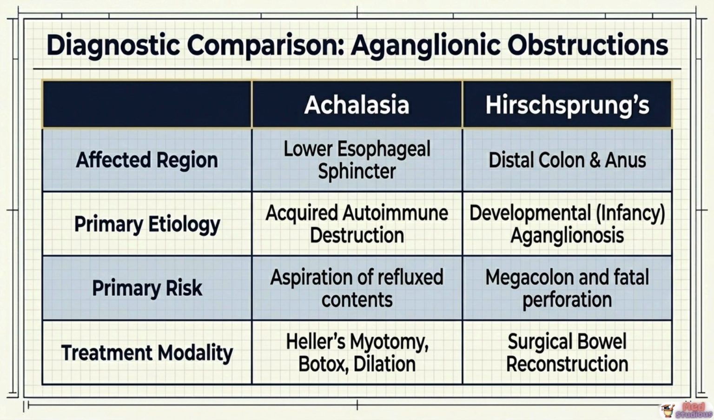Third, evaluate the primary clinical risk. In achalasia, the immediate danger is the deadly aspiration of refluxed, unswallowed esophageal contents into the lungs. In Hirschsprung's, the immediate danger is the development of a toxic megacolon, leading to a fatal intestinal perforation. Finally, look at the treatment modality. Achalasia is managed via Heller's myotomy, targeted Botox, or balloon dilation to force the sphincter open. Hirschsprung's disease requires definitive surgical bowel resection and reconstruction to physically remove the dead aganglionic zone entirely.